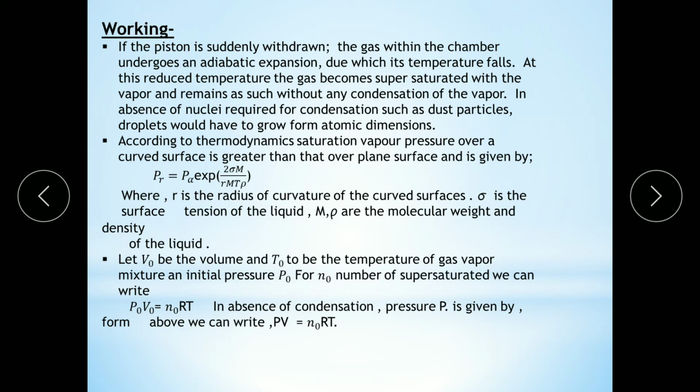Now see the working of this. If the piston is suddenly withdrawn, the gas within the chamber undergoes an adiabatic expansion, due to which its temperature falls down.